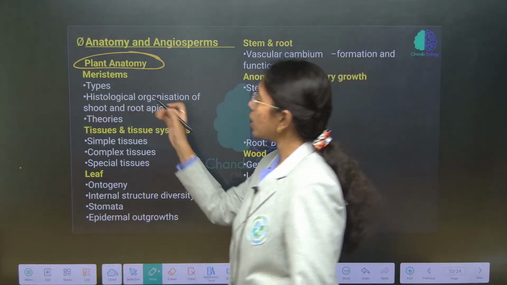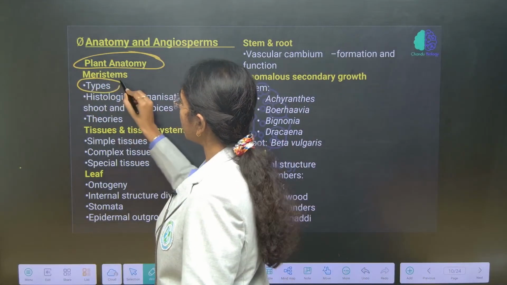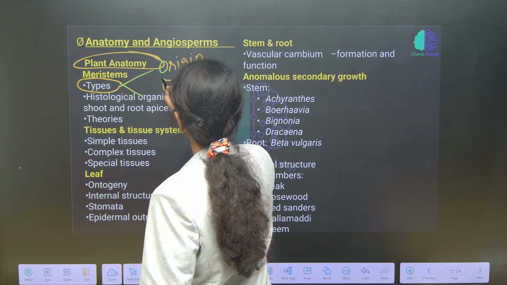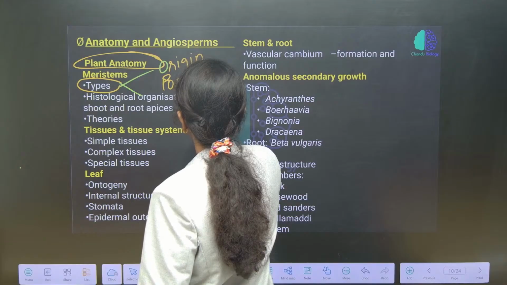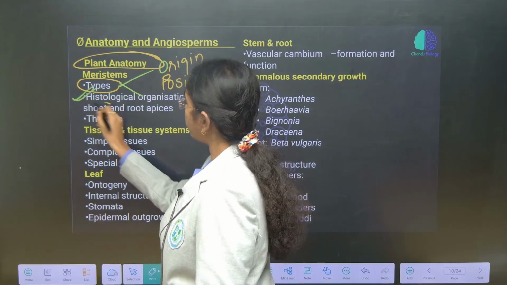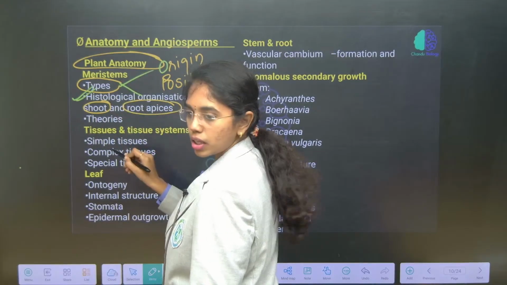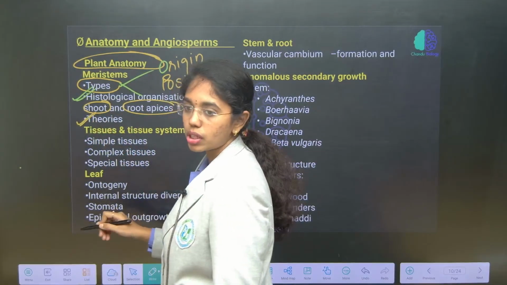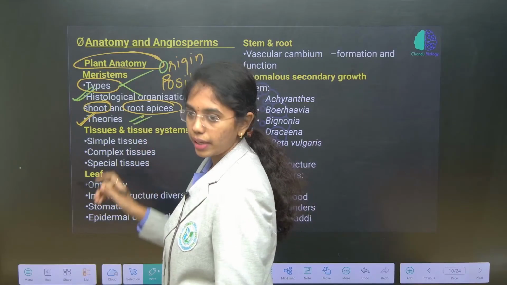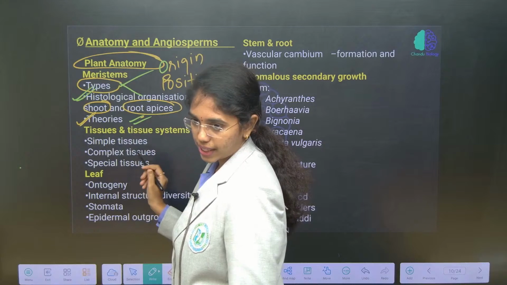So, here if you see meristems, its types based on their origin and position, followed by histological organization of shoot and root apices, and the theories related to this like histogen theory and all, we have to go through it mandatorily. We have around 4 to 5 theories as such.